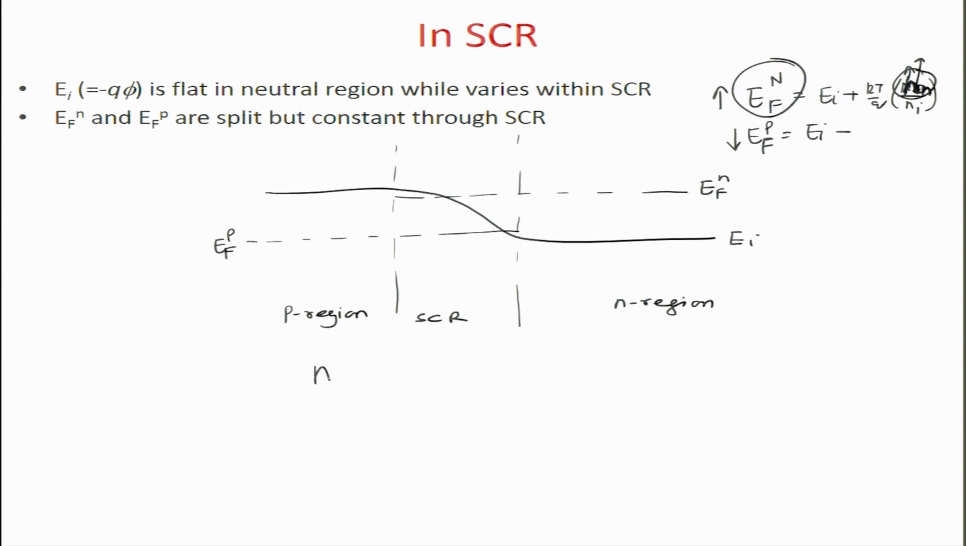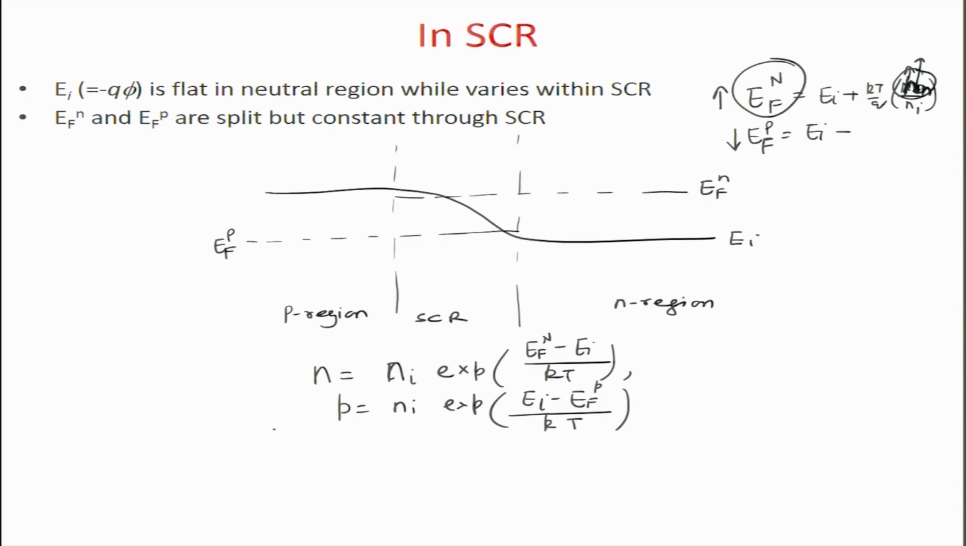So, you can say that n is equal to ni into exponential of (EFN minus EI) divided by kT. Now, this is the electron concentration term from semiconductor physics. Similarly, p is given as ni exponential of (EI minus EFP) divided by kT, and these two increase as this gap increases. So, the more this Fermi level shifts towards the conduction band, which means n increases, the more the Fermi level shifts towards the valence band, p increases after illumination.